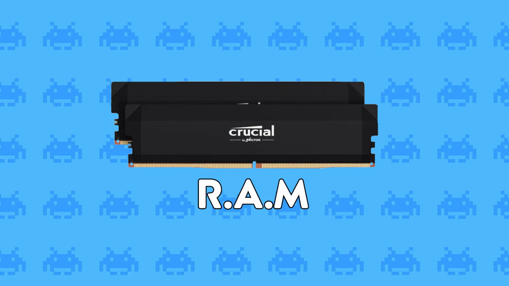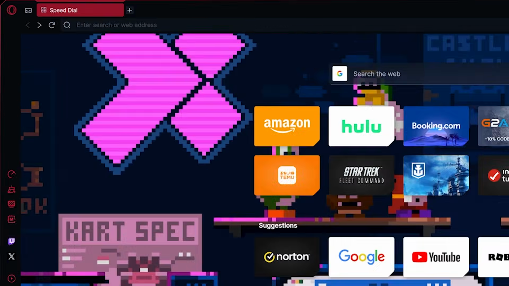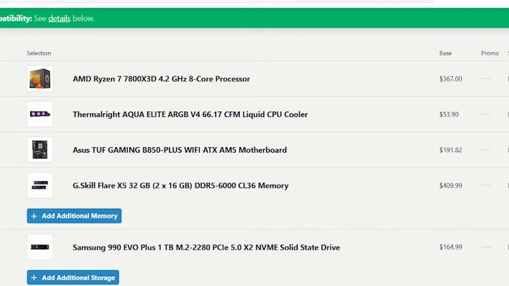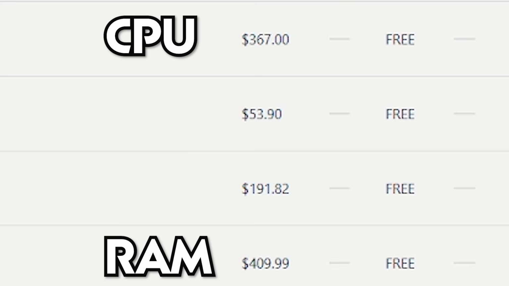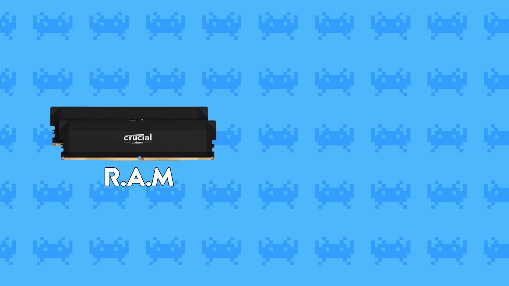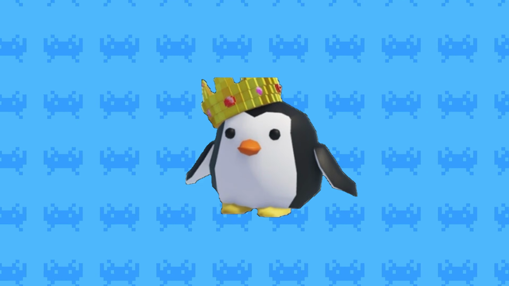The next part we have is the RAM, or also known as random access memory. To break it down, let's say you have your favorite browser open and you decide to look at some RAM, as you realize your RAM will cost more than your CPU. As you can see, when adding more tabs, the PC is adding that to the RAM, so when you switch back to it, the tab instantly is there. RAM is also added to many PC parts like the GPU and the SSD. With that out of the way, let's begin the real video.